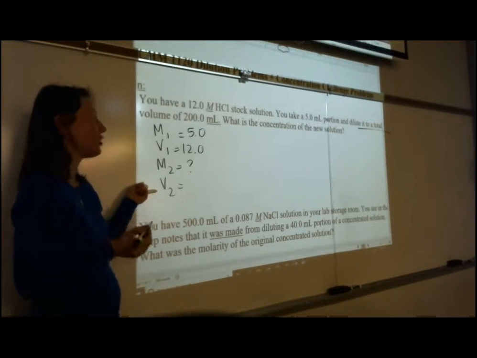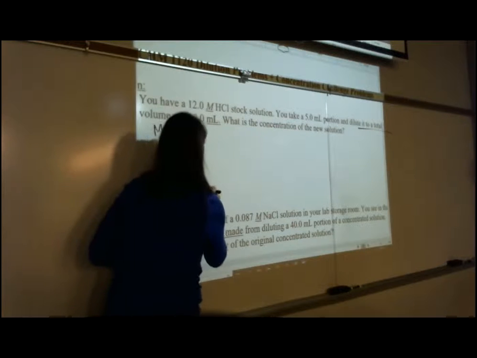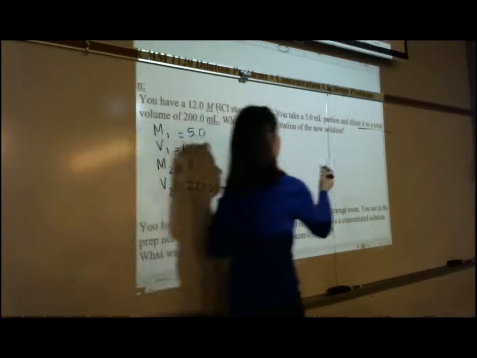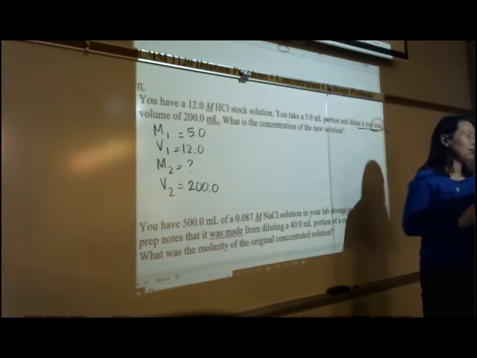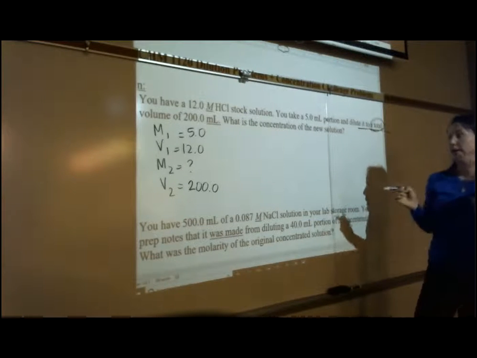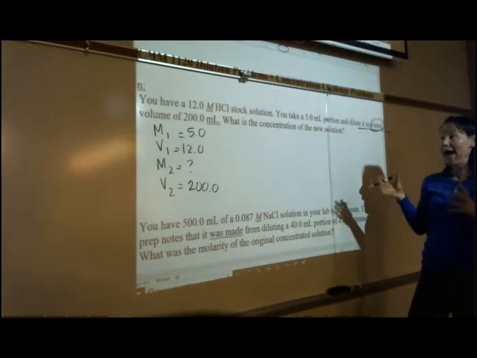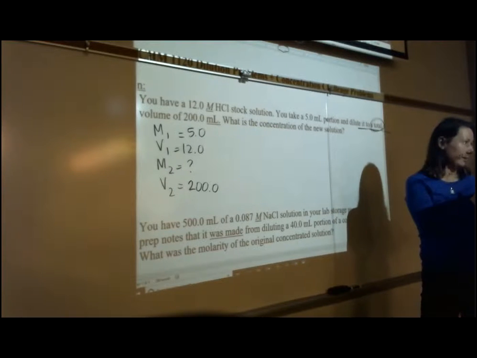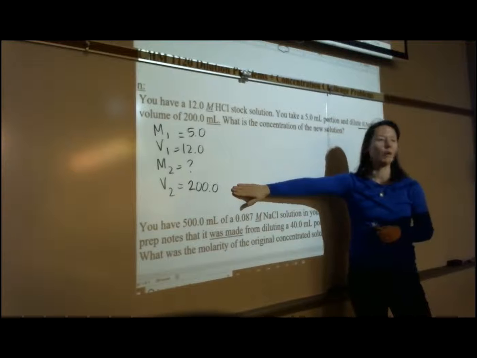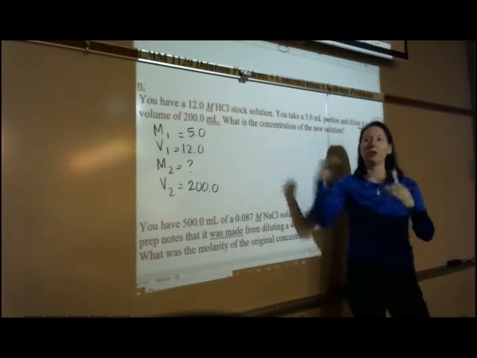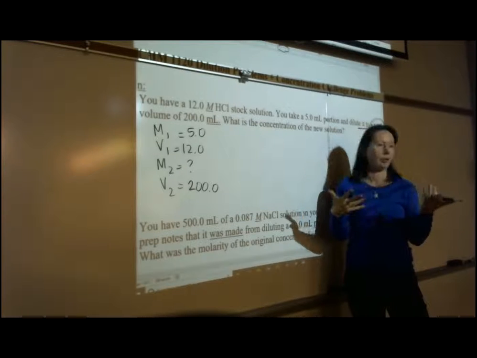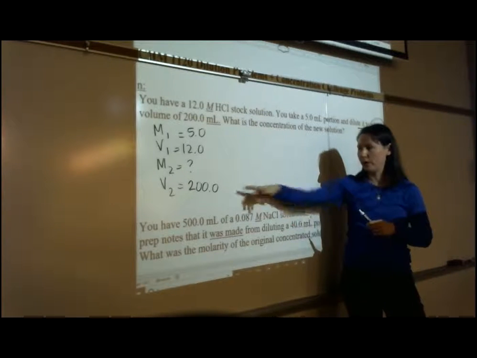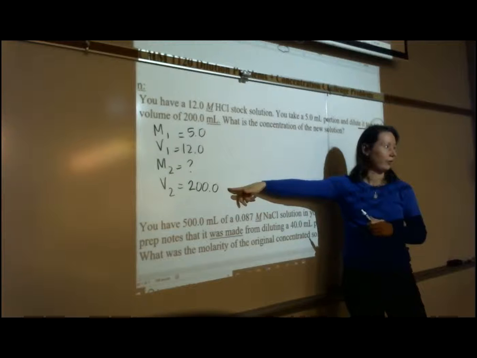200. It's just 200. Why is it 200 and not 205? Because it says to a total volume, okay? Remember, I said be careful about how it's worded, because if I said you add 200 milliliters to it, then V2 would be 205. But I said you dilute it to a total volume of 200. That means you added 195 to it, right? Does everyone see why V2 is 200 and not 205?